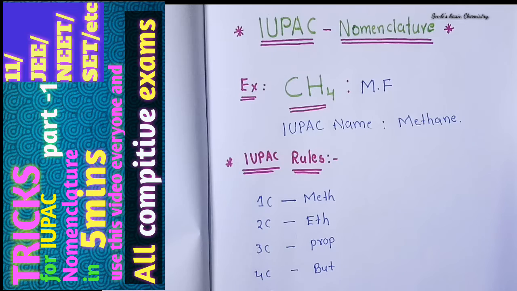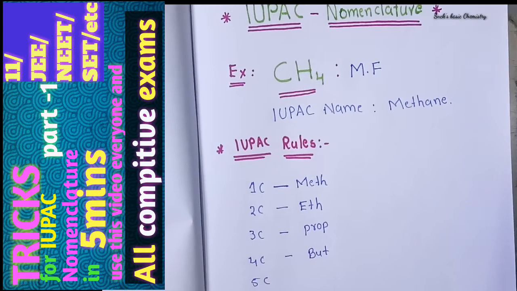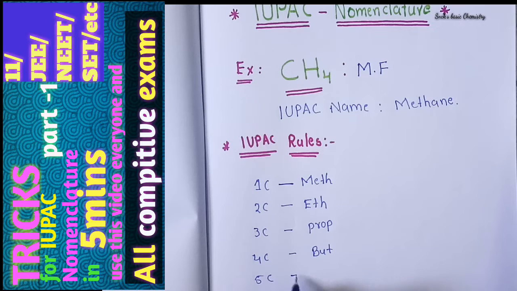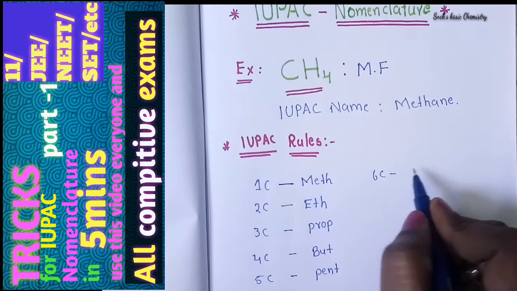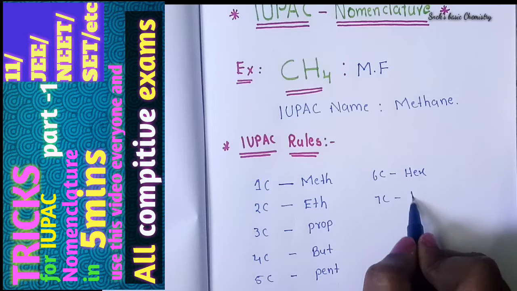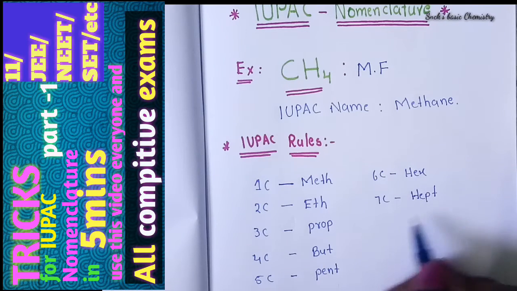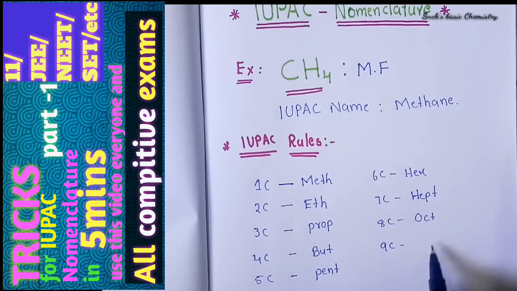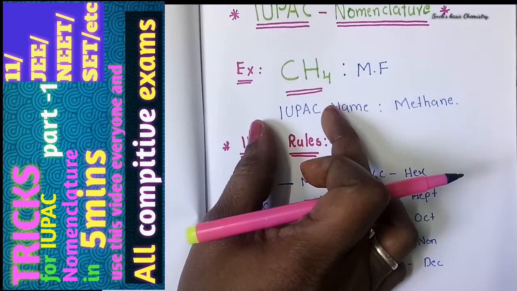Five carbons, pent. Six carbons, hex. Seven carbons, hept. Eight carbons, oct. Nine carbons, non. Ten carbons, dec. These are some of the IUPAC rules. Next, these are applied to the molecular formula of methane.